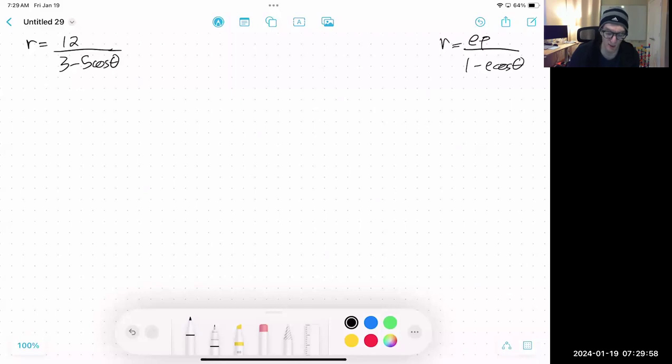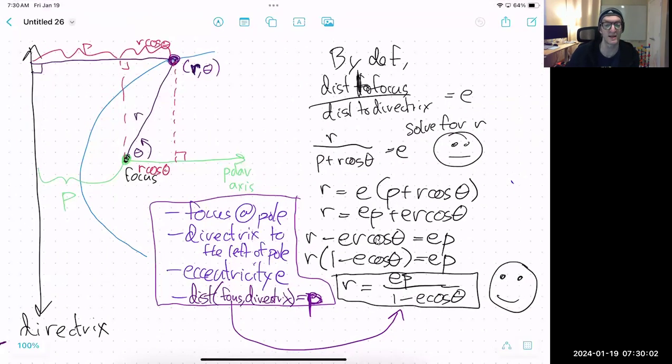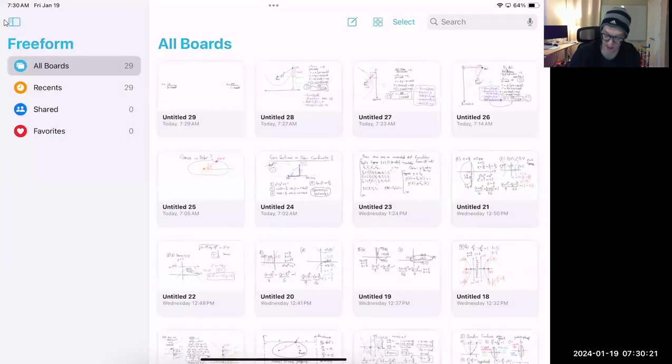Yeah, we just kind of do. I mean, if you want me to throw it back up on the screen, I will. But this was the formula in this particular situation when the directrix is to the left of the pole. All of these formulas have in common that the numerator is EP, and then this is always a 1. This is not anything deep.